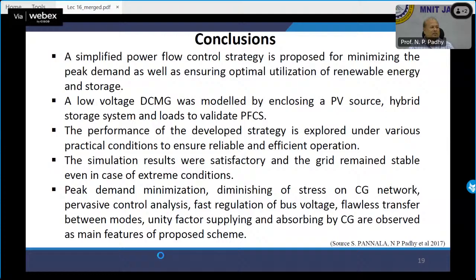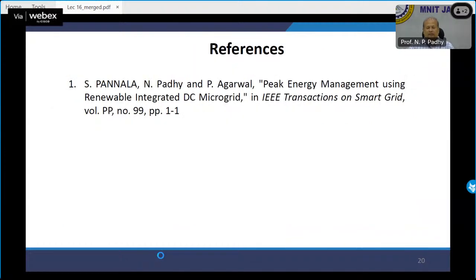Cracking an IEEE Transaction on Smart Grid takes at least 2.5 to 3 years. All right. For a single student, apparently. And this is one of my favorite articles, Sanjeev Panala and myself, peak energy management using renewable integrated DC microgrid. If you read Nand Kishore's IEEE Transactions on Power Systems paper from 2015 and 2017 on smart grid, you will enjoy how the story began in 2012 and how it has been realized in 2017.